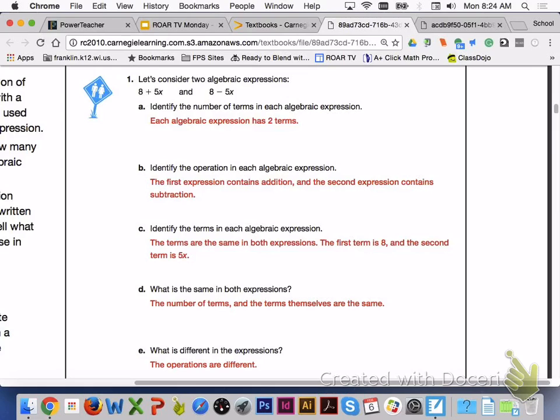For number 1, letter A, each algebraic expression has two terms. B, the first expression contains addition and the second expression contains subtraction. Letter C, the terms are the same in both expressions. The first term is 8 and the second term is 5x. For letter D, the number of terms and the terms themselves are the same. And for letter E, the operations are different.